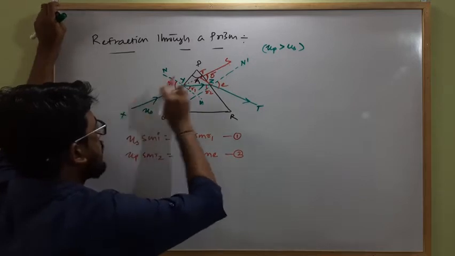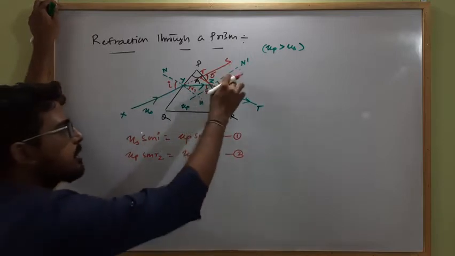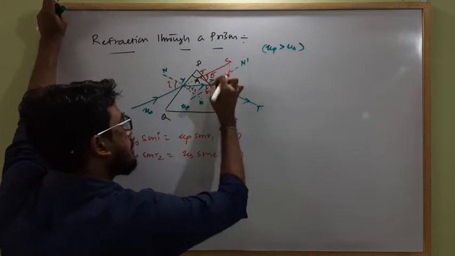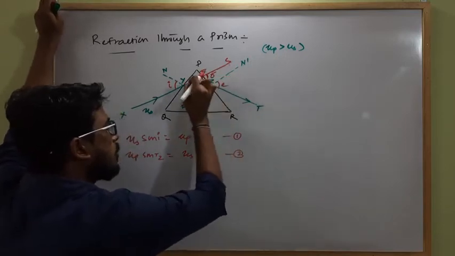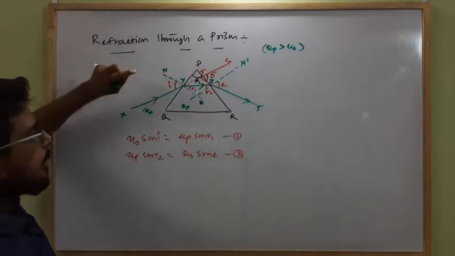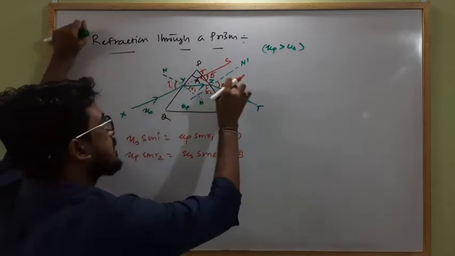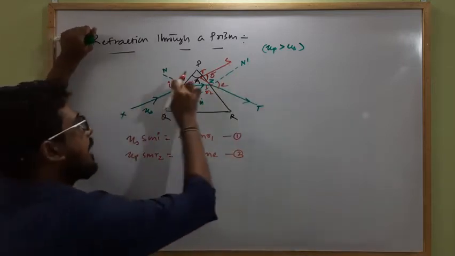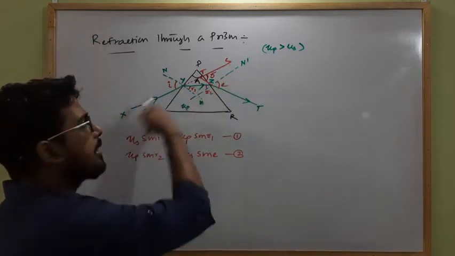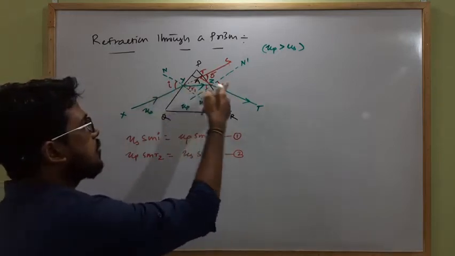Clear? So if we incident the ray at an angle I, it will emerge at an angle E, which is known as the emergent angle. Similarly, if we incident the ray along this path at an angle E, it will enter the surface at an angle R2 and emerge at an angle I. So if I is the incidence angle, E will be the emerging angle, and if E is the incidence angle, then I will be the emerging angle, because light can retrace its path. We already studied the principle of reversibility. Light is reversible along the same path.